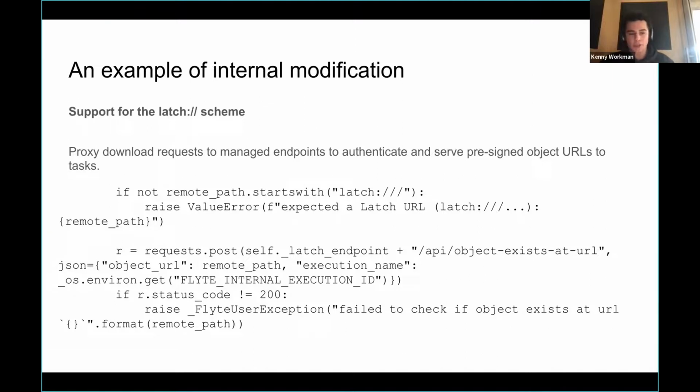And we do this by proxying requests for files within Flyte kit to managed endpoints to authenticate and then serve the pre-signed URLs to the task code. We actually met with the Flyte team to figure out the best way to do this. We're using the execution name to store secrets, and it's a really cool and secure way to do something like this. An example of how we've leaned on the Flyte team to develop something that worked for us well.